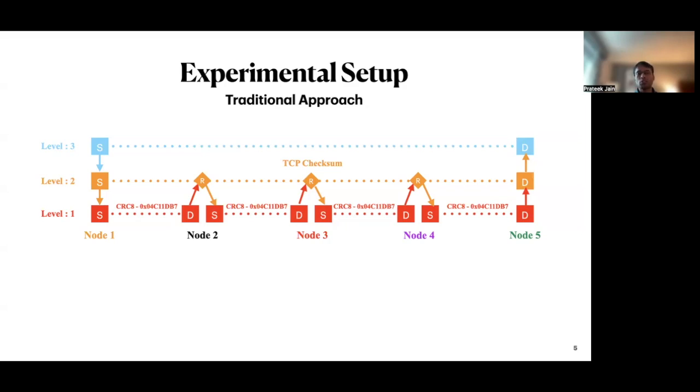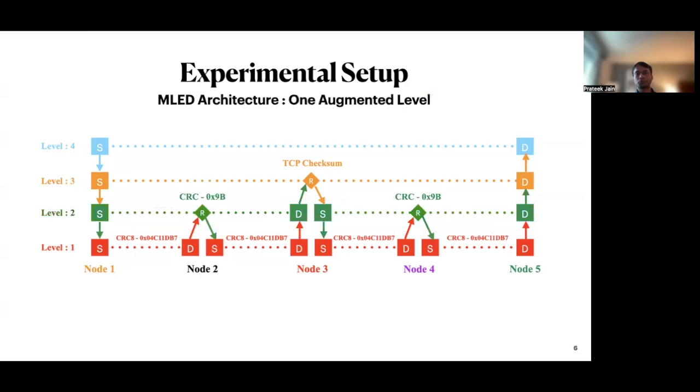Now for experiments, we wanted to compare the MLET approach with the traditional approach with two checks. At level 1, we wanted hop-to-hop CRC, and at level 2, we wanted the 16-bit end-to-end TCP checksum. We implemented the traditional approach in the MLET architecture to ensure that packets go through the same path and face the same delays as in the MLET approach. Also, it makes it easier to control the errors in both approaches.